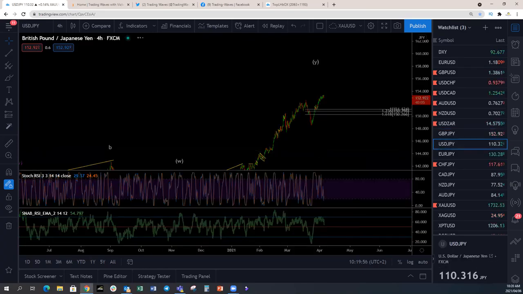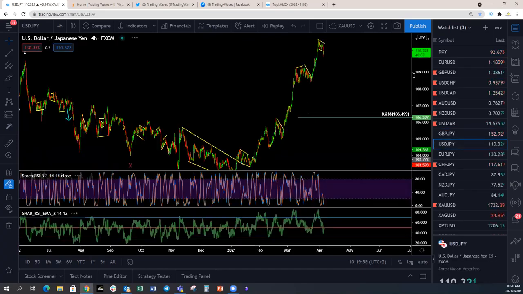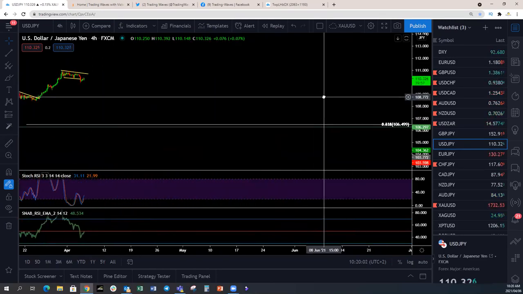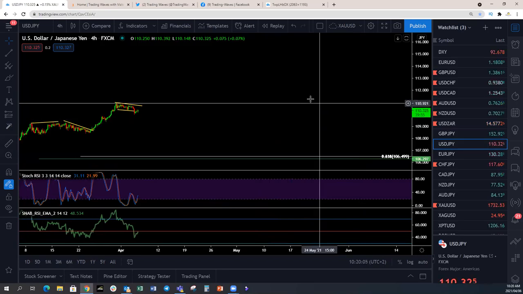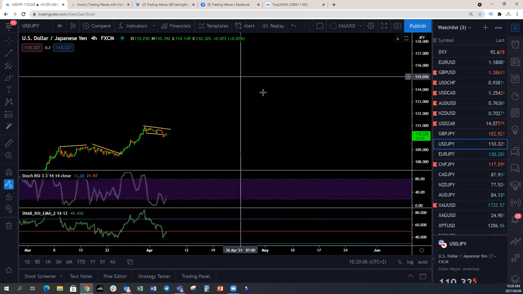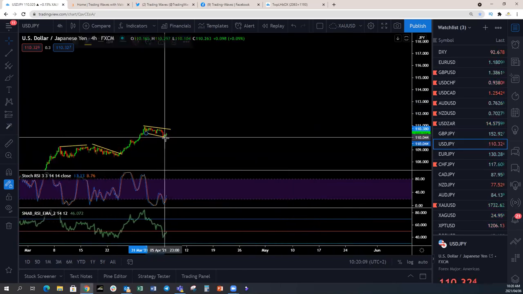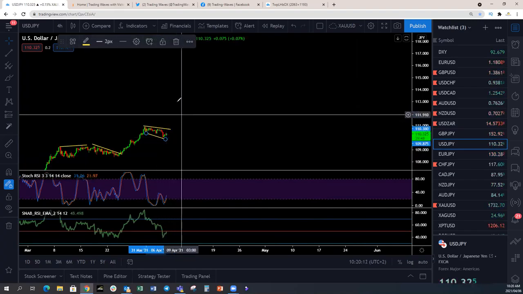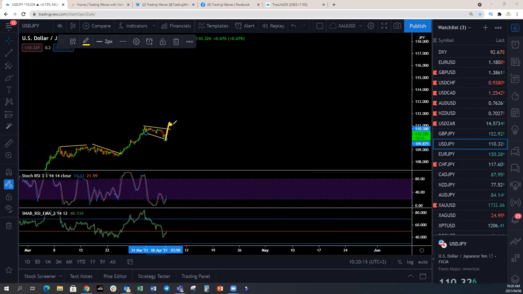US dollar yen. That corrective structure we looked at yesterday is still valid. We're still looking for this to break above this and continue to the upside.